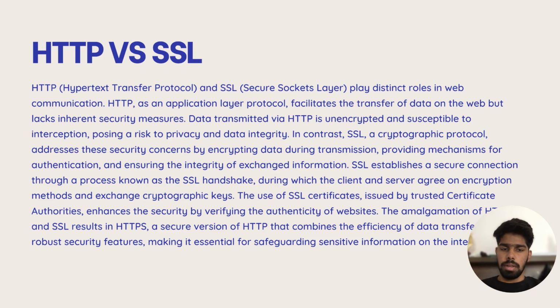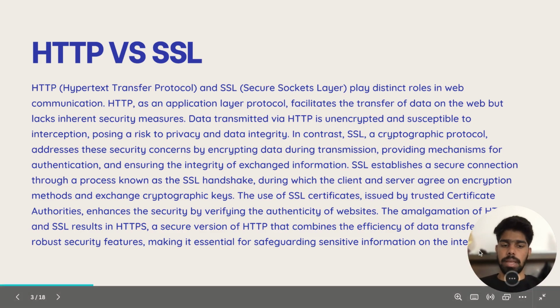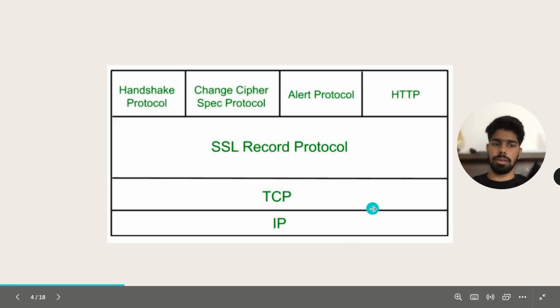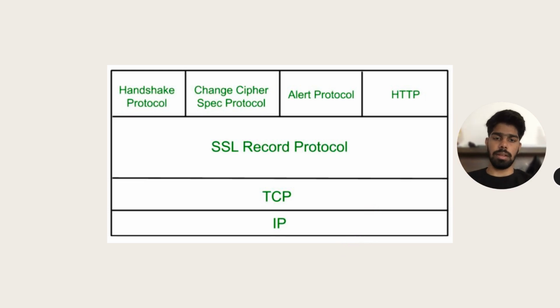The amalgamation of HTTP and SSL results in what we know in today's world as HTTPS. The S represents secure, or SSL. So that's the main difference between HTTP and SSL. It's the combination of data transfer with robust security features, making it essential for safeguarding information on the internet.